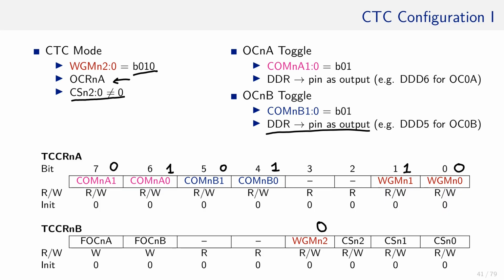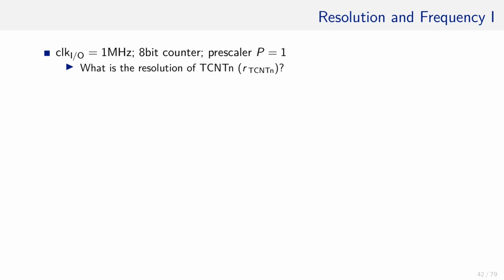That brings us to a question. Imagine that a peripheral device is connected to the OC pin. This device expects a specific frequency as input clock. How to calculate the top value for such a frequency? Let's do some math about the frequency of the OC pin. Given is an I/O clock of 1 MHz, a prescaler of 1, and an 8-bit counter TCNT.